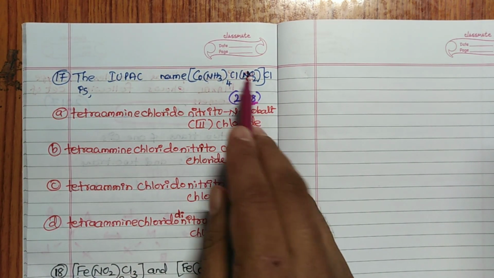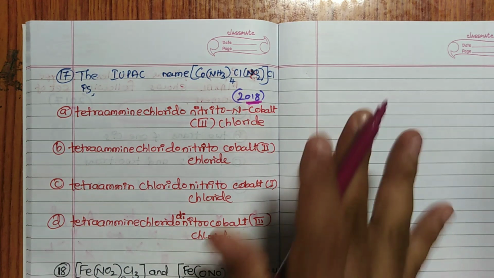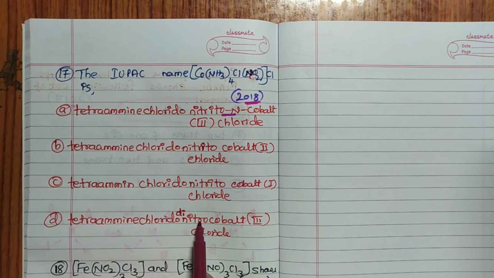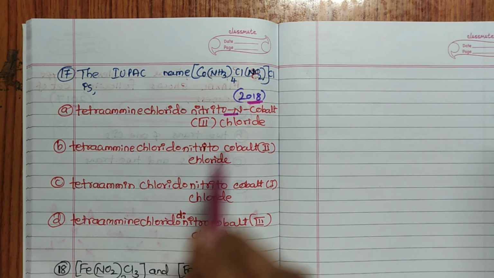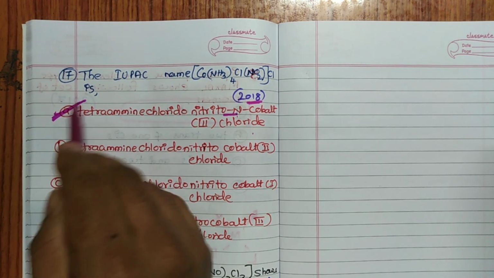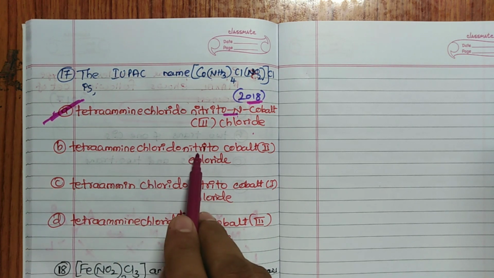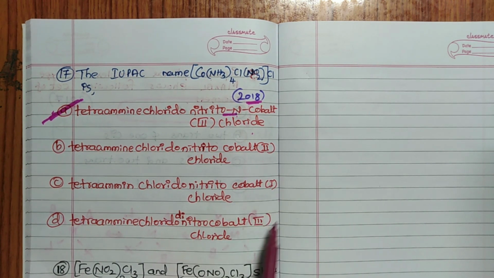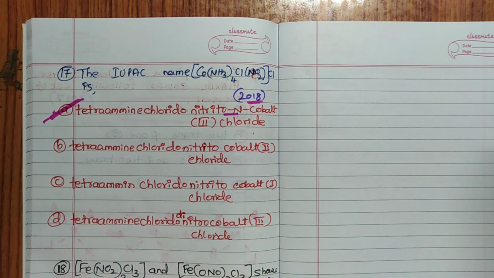NO2, nitrogen is the donor, right? So you have to say nitrito-N, or nitro. Here nitrito-N is there, but in this option dinitro is given. If only nitro had been given, you could have said this is also a correct answer. But with nitrito-N and cobalt in the 3 oxidation state, the answer for this question is A. This is wrong, this is also wrong, because nitrito is there but N or O is not specified. Here cobalt 1 and 2 are given, wrong. Cobalt 3 is correct, nitro is correct, but dinitro is given, so it is wrong. Hence the answer for this question is A.